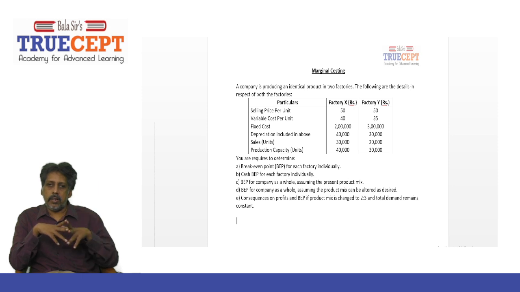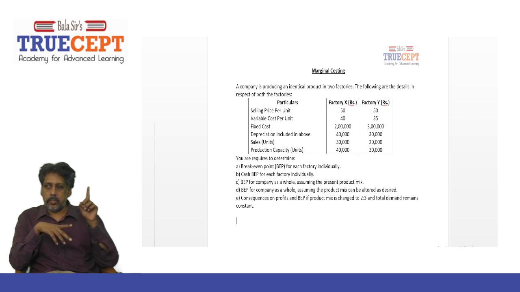Yes, Renuka, read the question for us. A company is producing an identical product in two factories. The following are the details in respect of both the factories. So they have particulars, factory X in rupees column and factory Y in rupees column. Selling price, shall I read for factory X first? Yeah. Selling price 50, variable cost 40, fixed cost 2 lakh, depreciation included in the above 40,000, sales in units 30,000 and production capacity is 40,000 units.